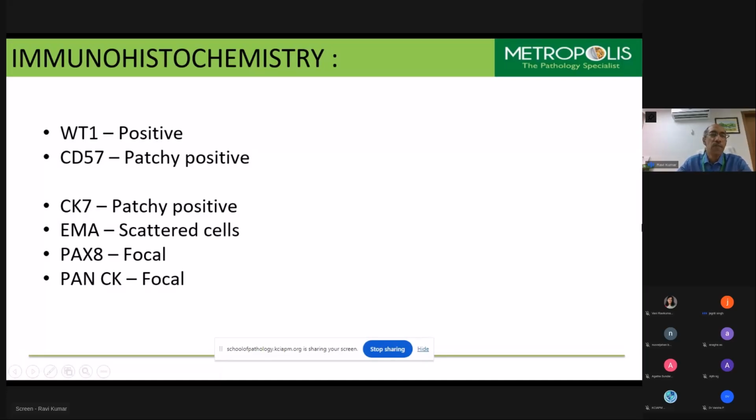So for us, we did WT1, which is strong and diffusely positive. And what does that rule out? That rules out papillary RCC. And CK7 was patchy positive, EMA was seen in scattered cells, PAX8 focal. All these, with the presence of a diffuse WT1 positive, rule out papillary RCC. But we are left with the other two differentials, that is a Wilms tumor, the epithelial predominant nephroblastoma, and metanephric adenoma.